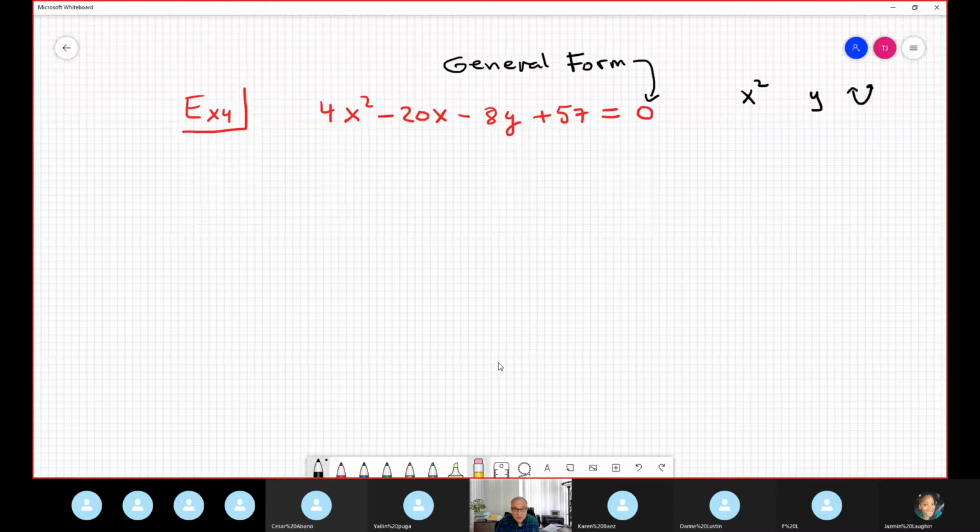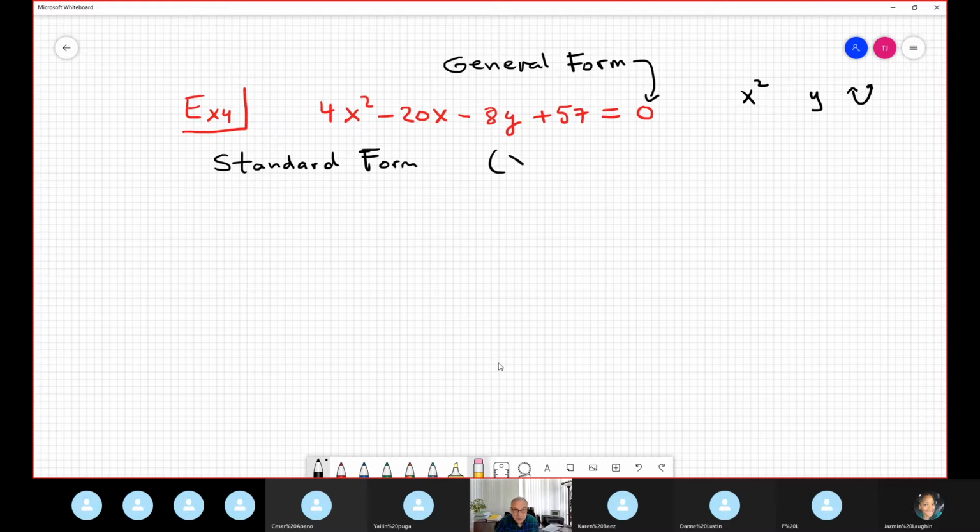More or less when the right hand side is 0, and you organize in descending order of the degree. But I need it in standard form. What is the standard? The standard of the parabola is the standard form, and in this case, matching perfectly, x minus h squared is equal to 4p times y minus k. I need to manipulate this in order to express it in that way.